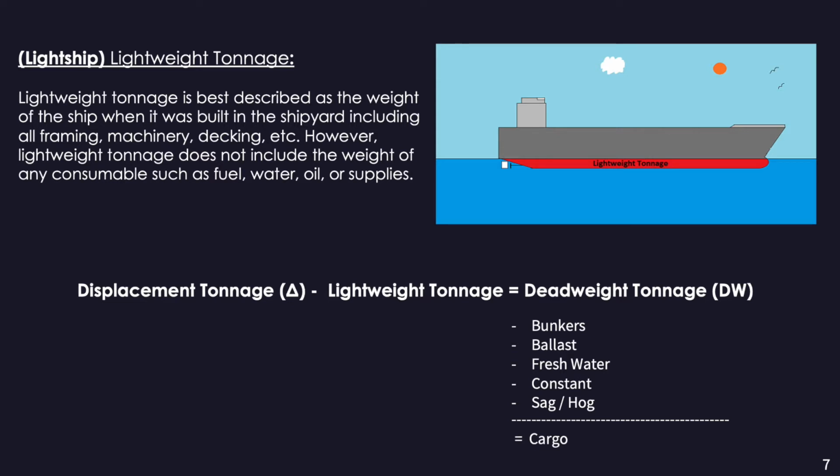The following formula determines the deadweight of a vessel. Displacement, the total weight of the ship, minus the lightship, the weight of the vessel as delivered by the shipyard, is equal to the deadweight of the vessel, the capacity of the vessel. Bunkers, ballast, fresh water and constant weights occupy a part of the deadweight of the vessel. Due to sagging or hogging of the ship, there is a small loss of the capacity as well. The capacity that is left is available for cargo. As we understand here, once we know the displacement of a vessel, it is easy to calculate its deadweight.